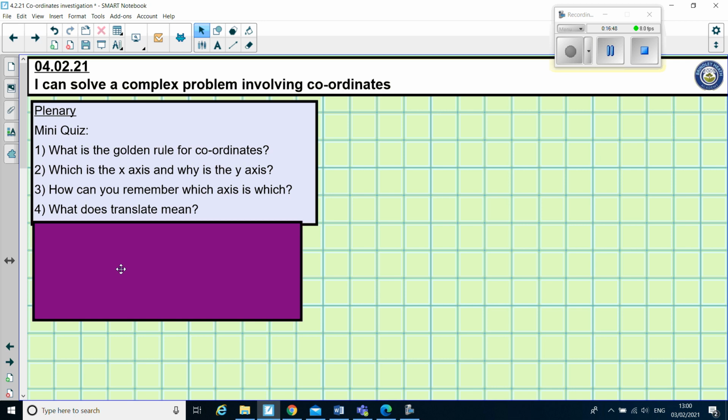Okay, and the answer we were looking for was move. Translate means to move a shape.